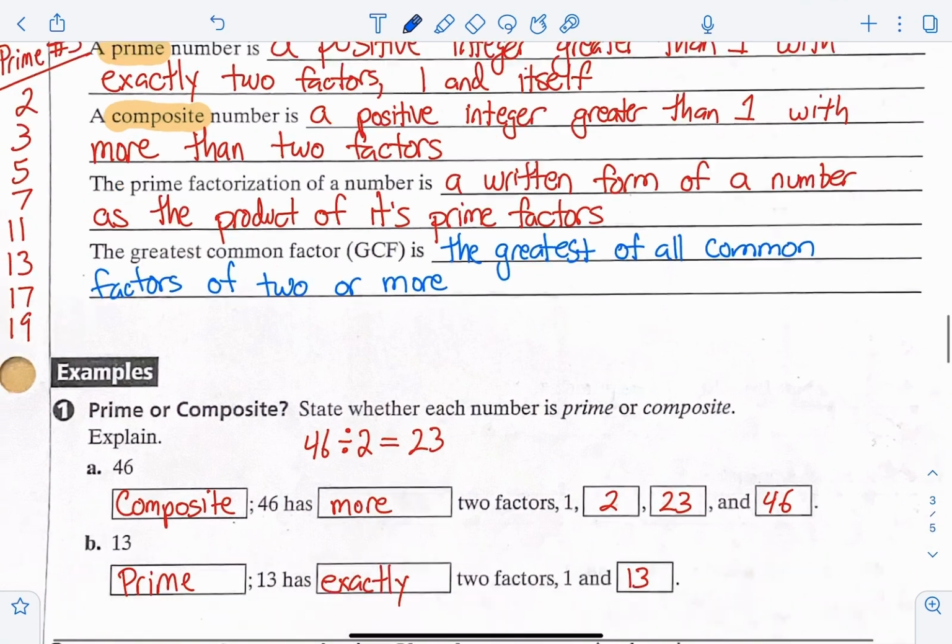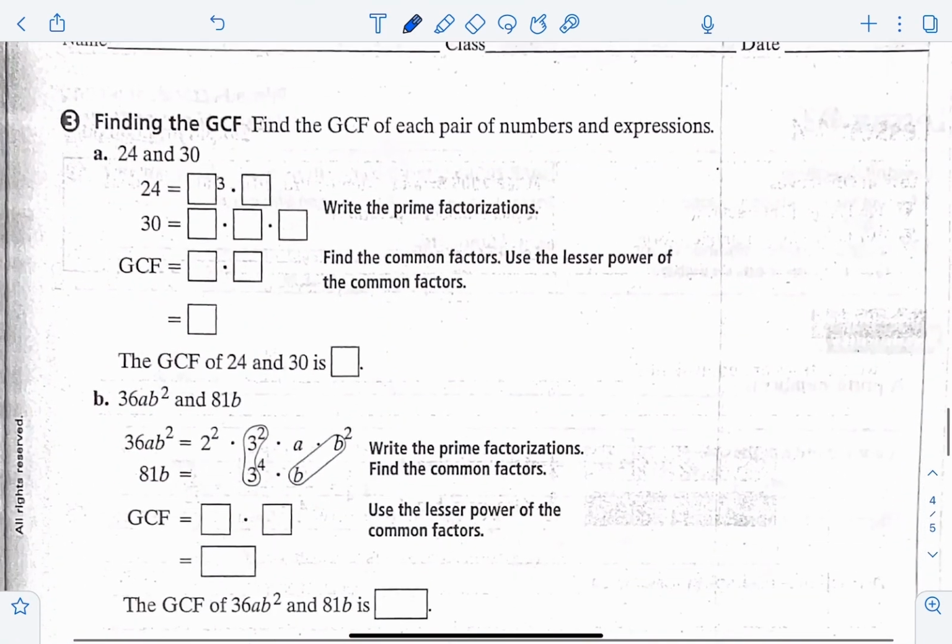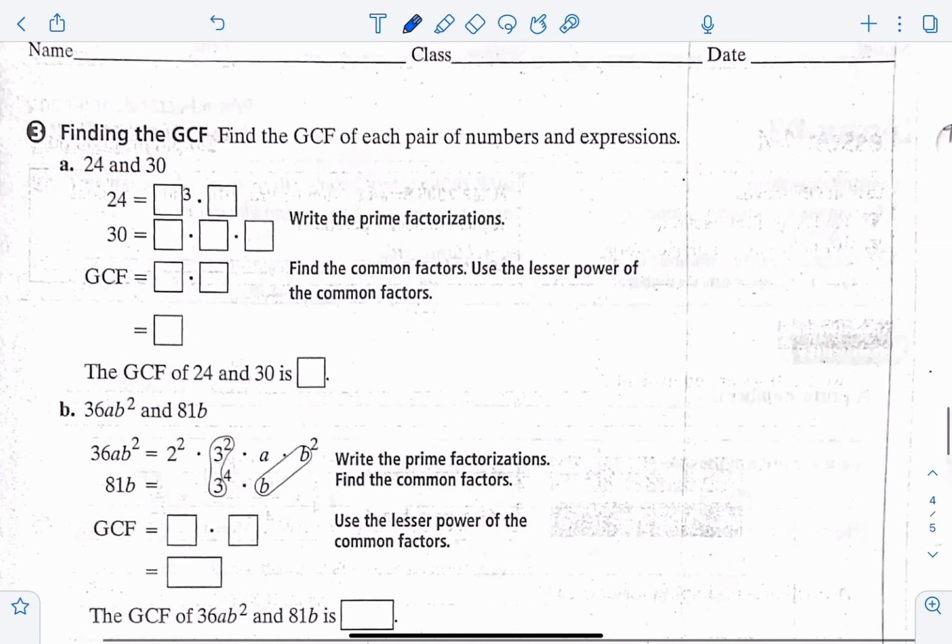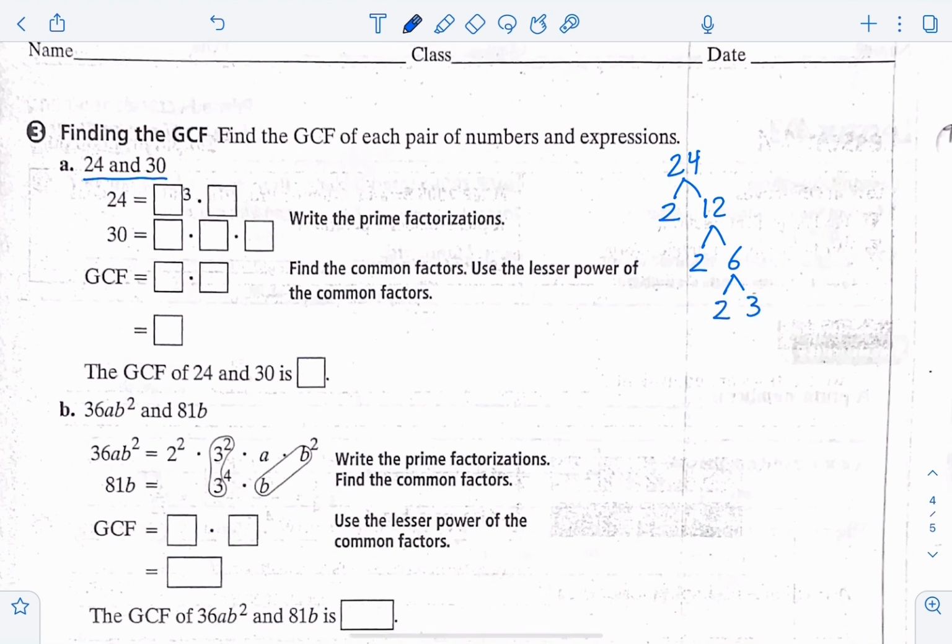So all of the notes that we're going to fill in are going to be on the back. So go ahead and flip your page over to look like this. So we are going to find the greatest common factor between 24 and 30. So to start, we're going to make trees. 24, we can break apart, always starting with 2, right? So we could do 2 and 12. 12 we can break apart to be 2 and 6.